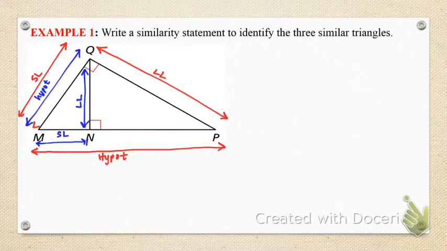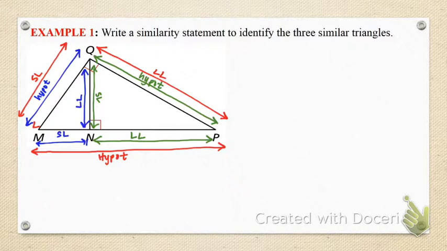Let's do that for the large triangle, right? In the large triangle, MP is the hypotenuse, MQ is the short leg, and QP is the long leg, right? And then we're going to do this one more time, but we're going to do it for this sort of medium triangle. We've got QN is the short leg, QP is the hypotenuse, and NP is the long leg.